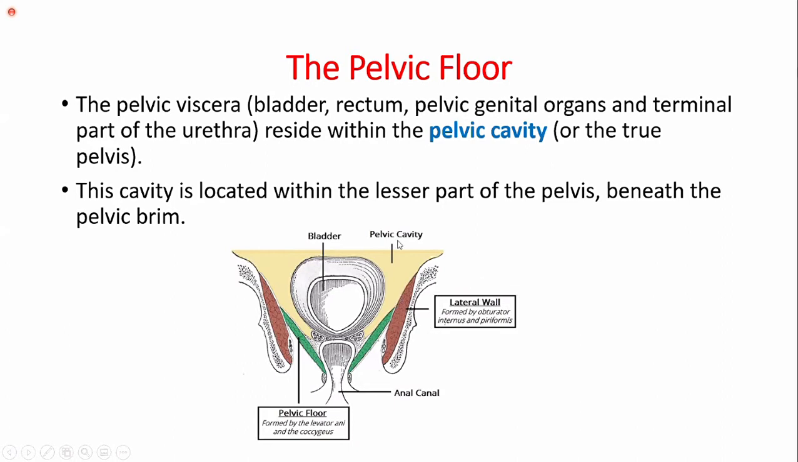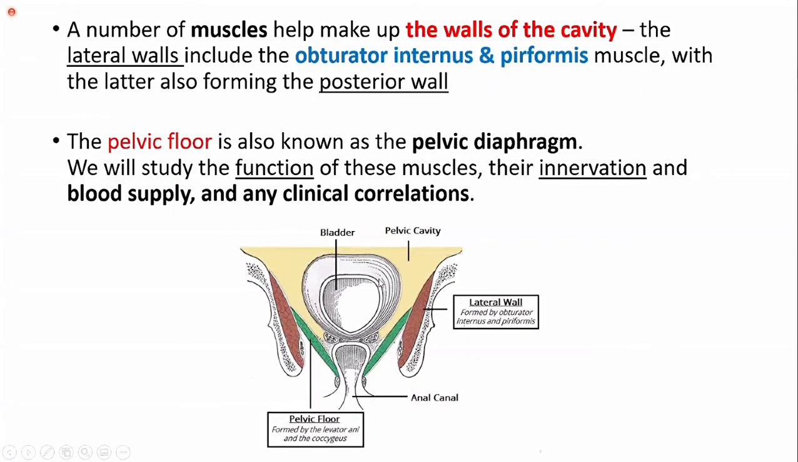So all these structures are found here, and they are supported by something called the pelvic floor. There are a number of muscles that make up this cavity, and the lateral walls are formed by the obturator internus muscle, and then you have the piriformis muscle. These are muscles that we studied in the lower limb, remember guys? And then there is the pelvic floor. You see this pelvic floor? We call this the pelvic diaphragm.